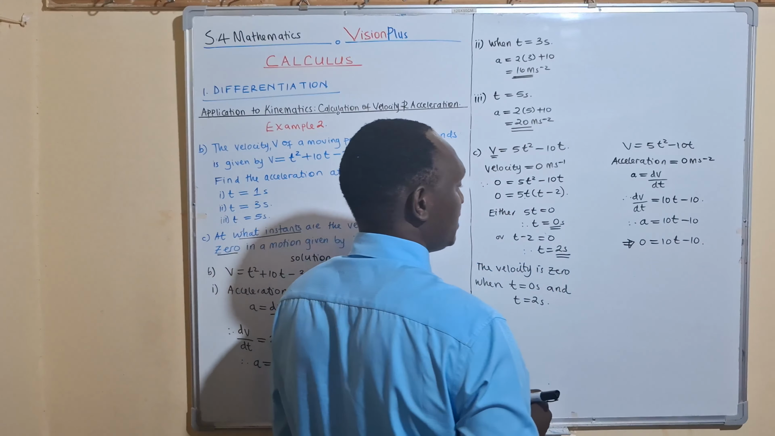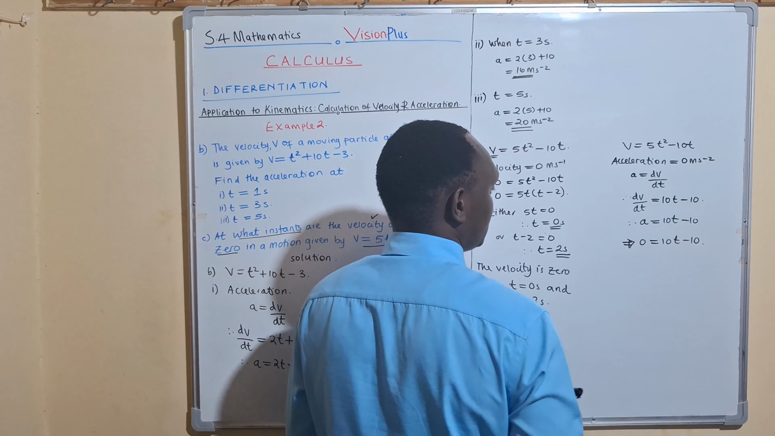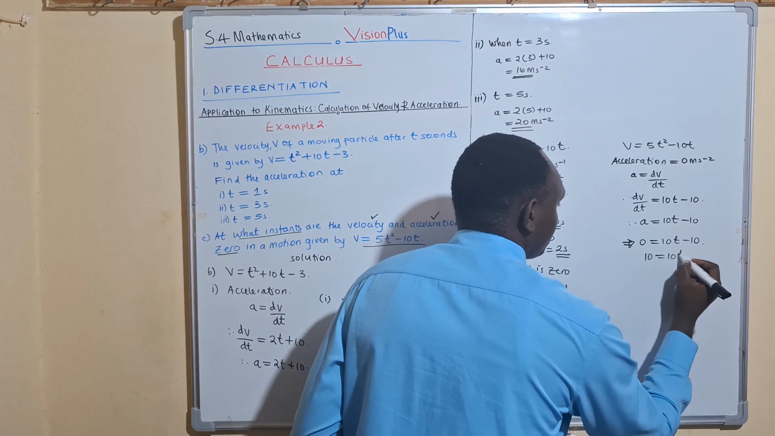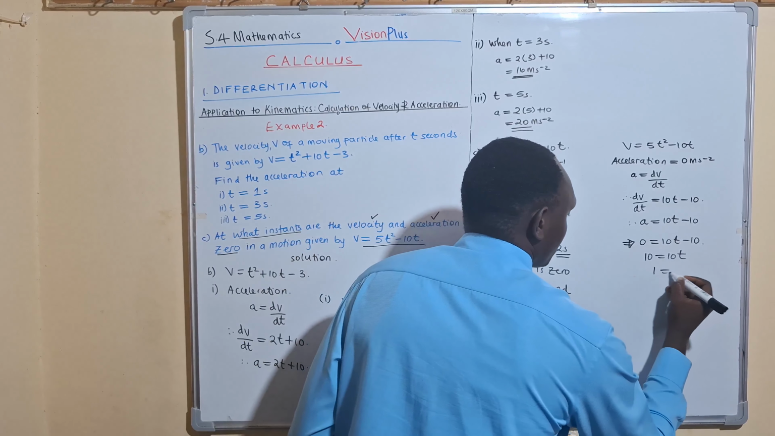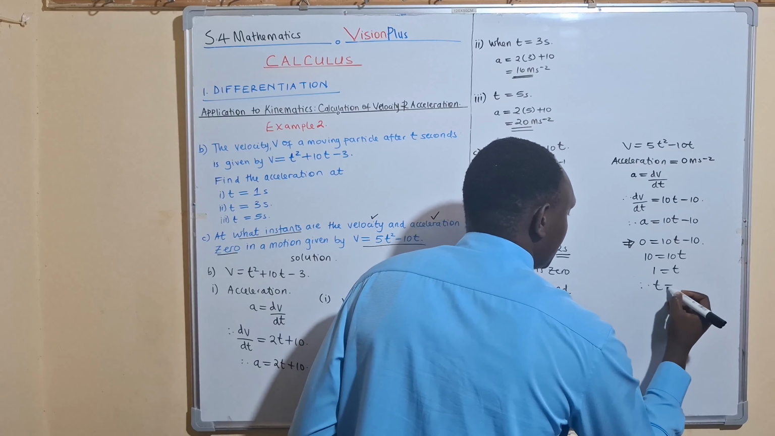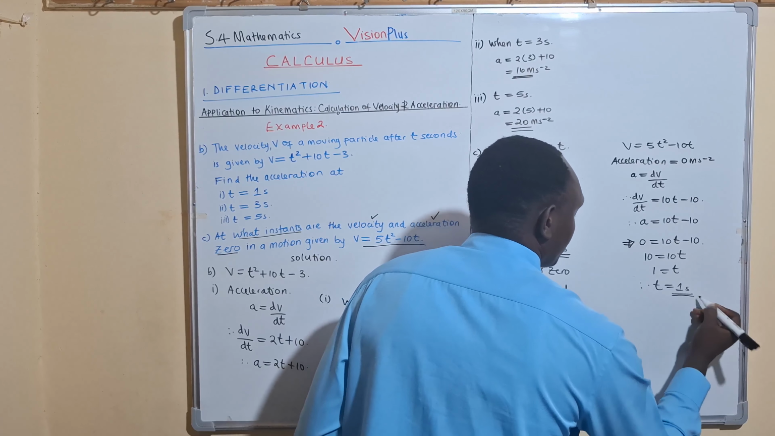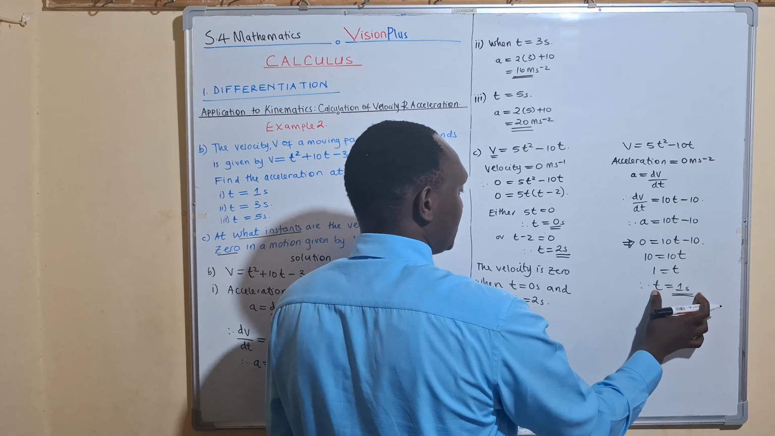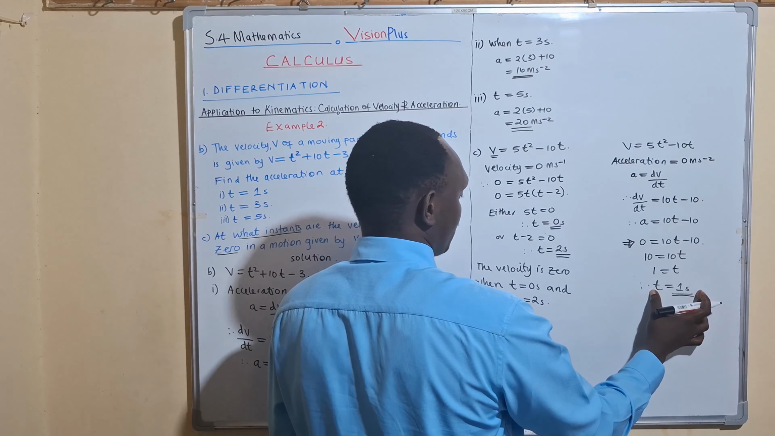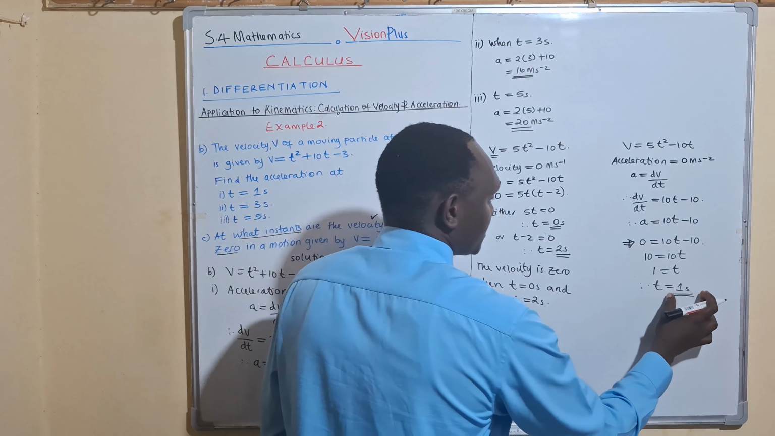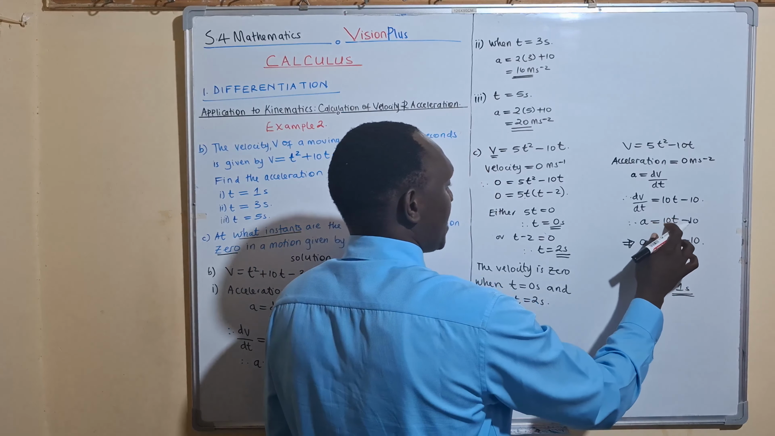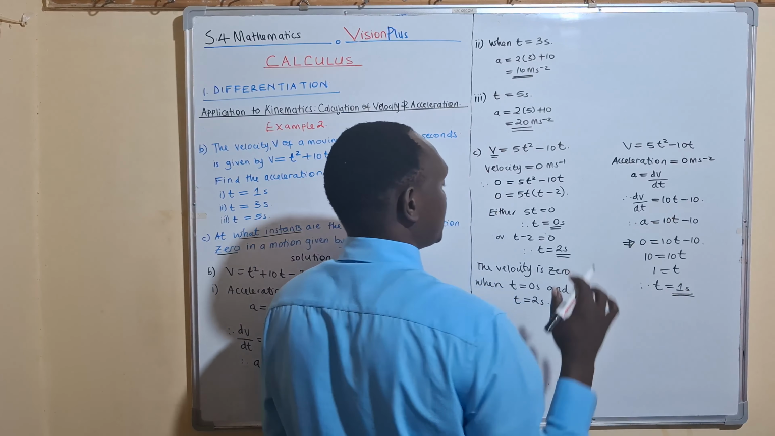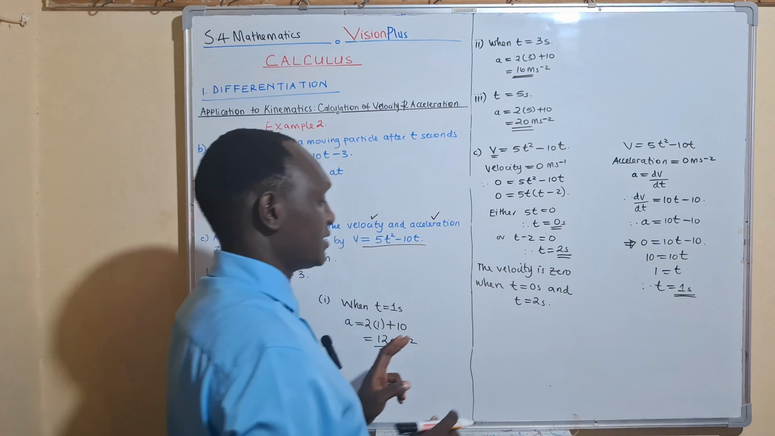And then you make t the subject of the formula. So we shall have 10 equals 10t. Dividing both sides by 10, 1 equals t. Therefore, the time is 1 second. That means when the time of the motion is 1 second, the acceleration of that particle is 0. How do we verify? Simply substitute for 1 in the expression for acceleration at any time t. If we substitute for 1 here, 10 times 1 is 10. 10 minus 10 is 0. That is the instant when the acceleration is 0.